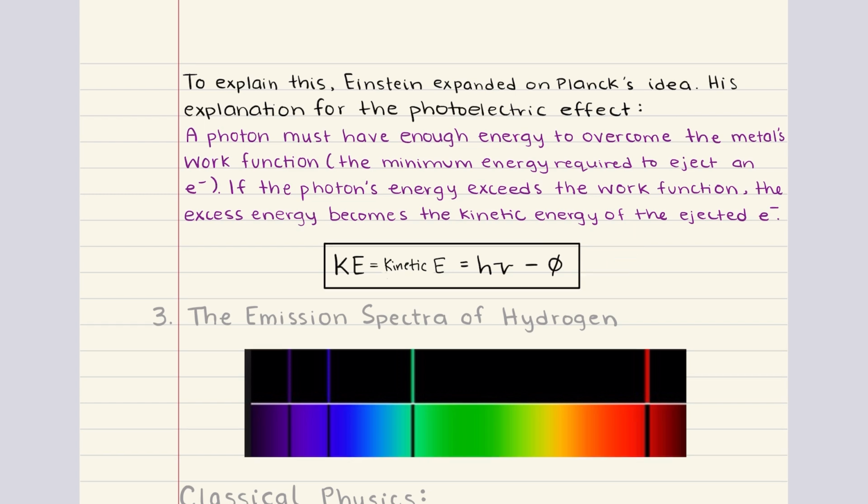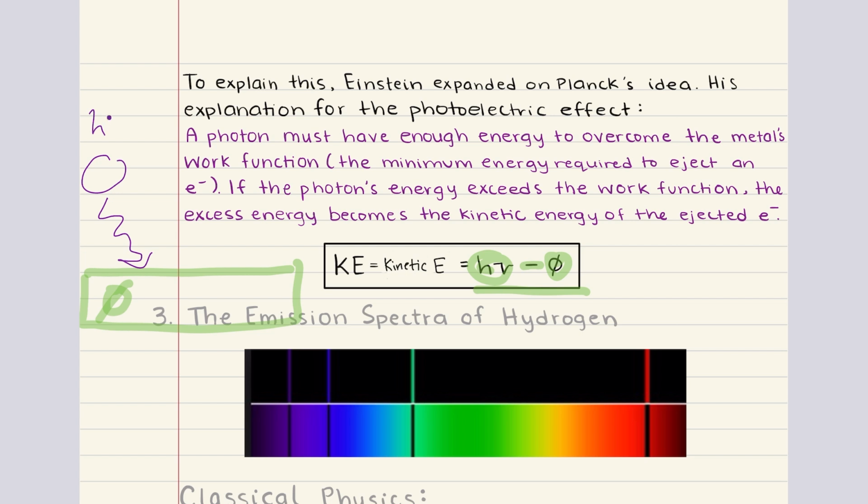This equation describes how the energy of an incoming photon is used to overcome the work function of a metal, with any excess energy being transferred as the kinetic energy of the ejected electron. So consider a metal with a specific work function. This is the minimum energy required to eject an electron from its surface. Now imagine we shine a photon of light on this metal, and this photon of light has a specific energy.